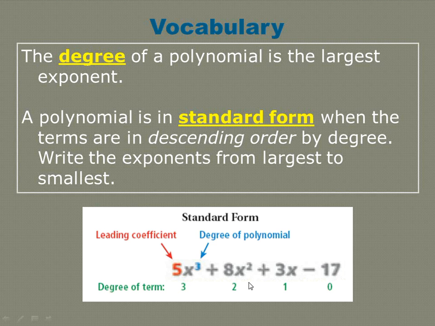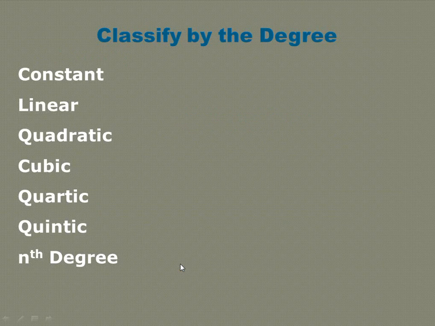We can also determine the leading coefficient. Once the polynomial is in standard form, so the largest exponent is first, the leading coefficient of the polynomial is the number in front. There's a couple different ways that we can classify a polynomial. The first is to classify it by degree. So all of these are a list of ways that you would classify this by degree.